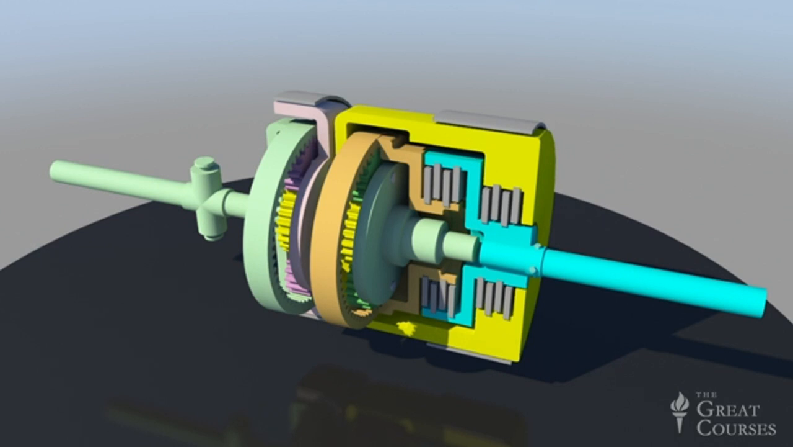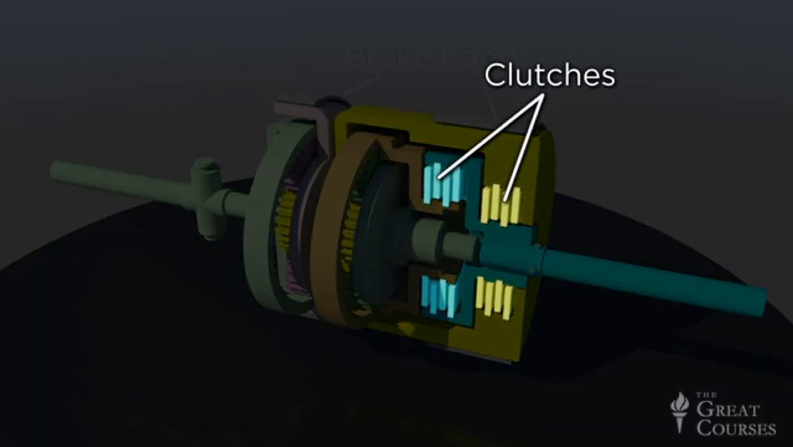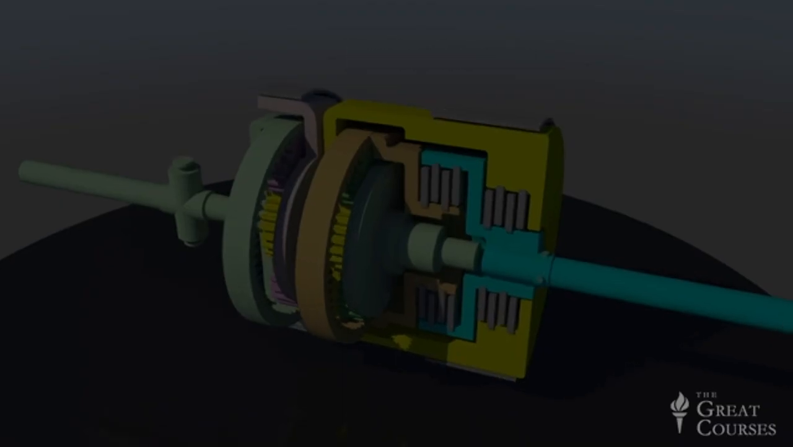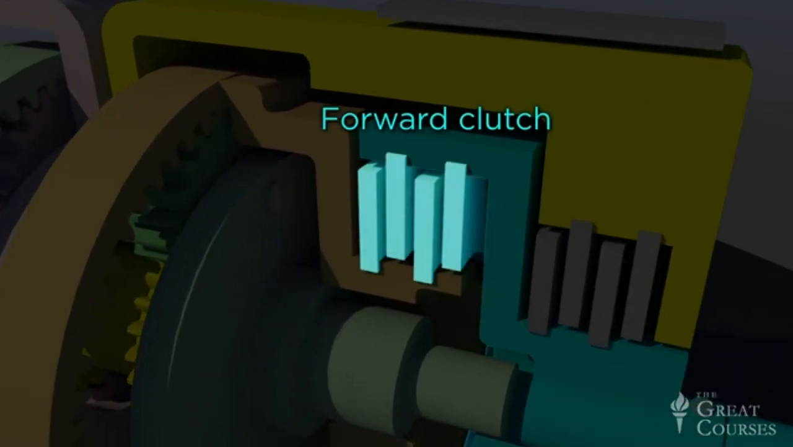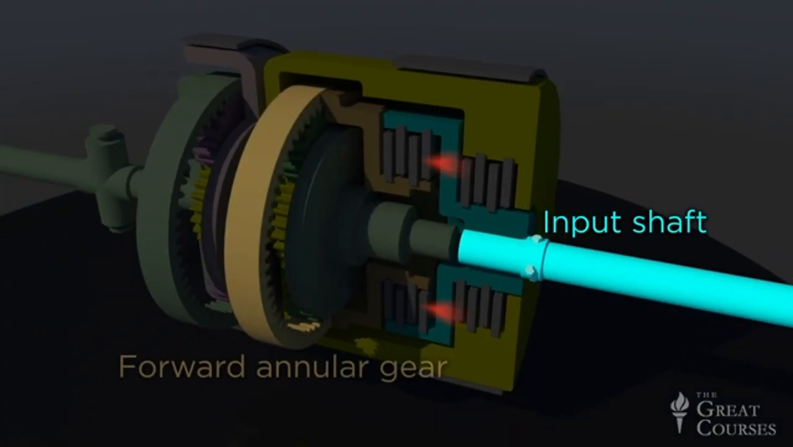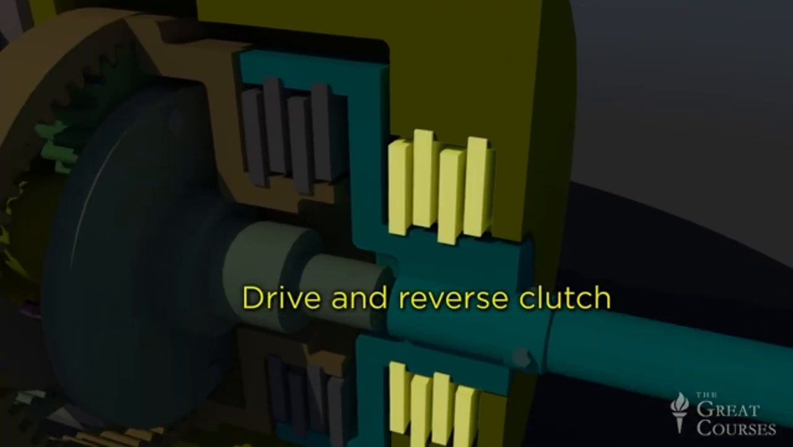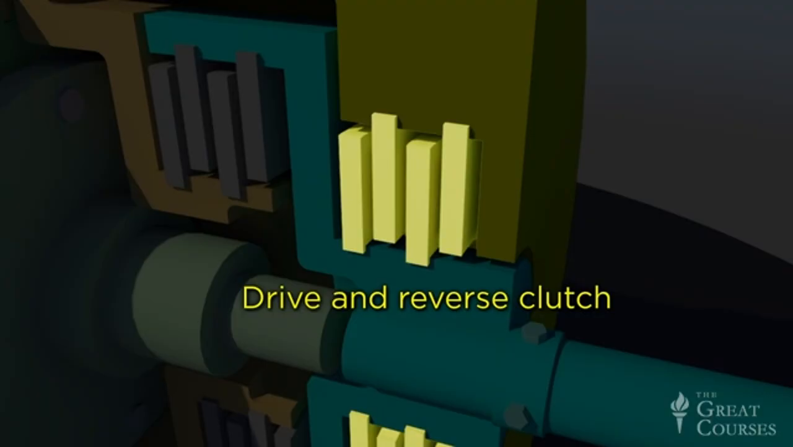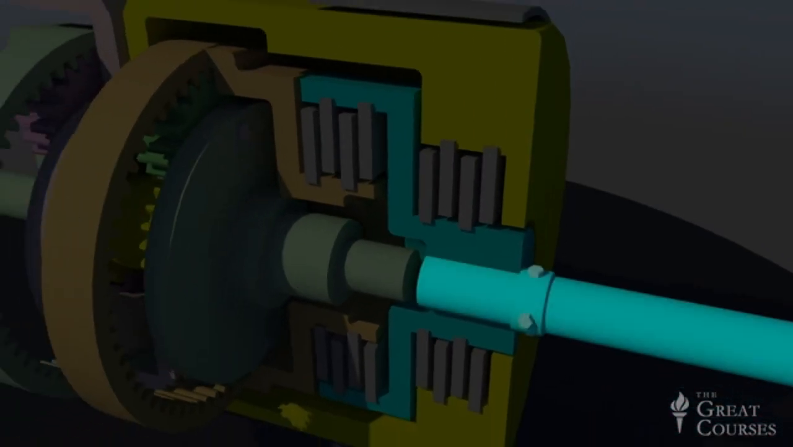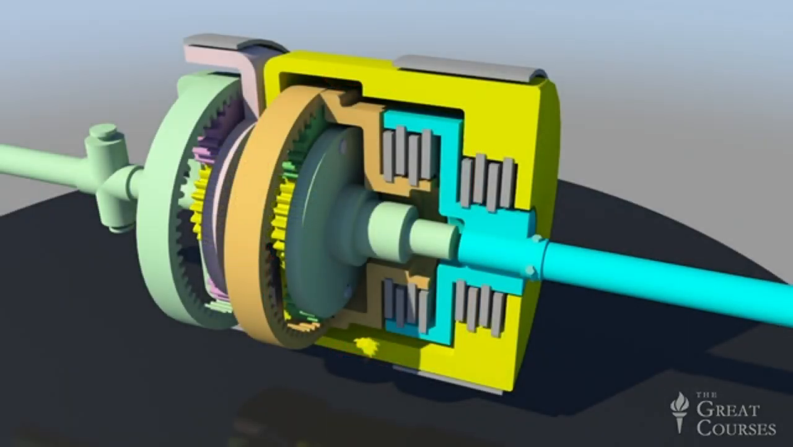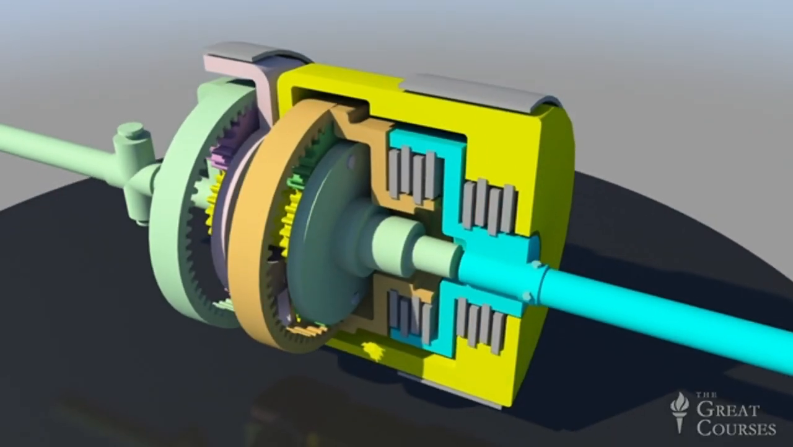The other key components of the system are 2 clutches and 2 brake bands, all of which are hydraulically actuated. This is called the forward clutch. When it's engaged, it connects the input shaft to the annular gear of the forward planetary gear set. And this is the drive and reverse clutch. When engaged, it connects the input shaft to the common sun gear. These clutches are themselves quite interesting, so we'll return for a closer look shortly.